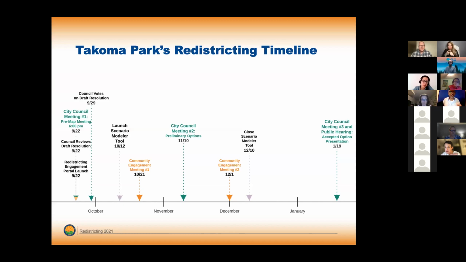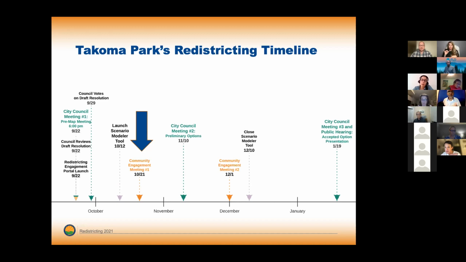So there's a timeline on your screen with multiple benchmarks and checkpoints. You can see tonight is the first of the community engagement meetings. Leading up to this meeting, a few things have happened. City Council has met to adopt guidelines or criteria to help guide this process.